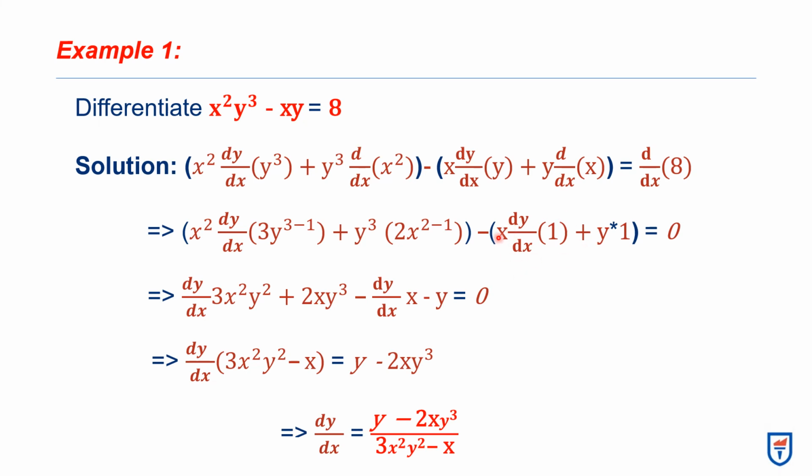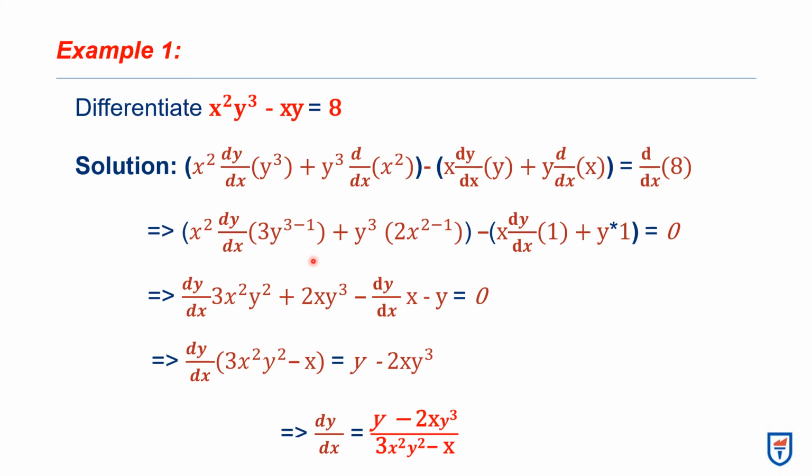Then the third one, we have x times 1 dy dx, which is minus dy dx. Then minus 1 times y gives us minus y. Y times 1 times this negative is going to be minus y, equals to 0. So now we take all those that have a dy dx on one side, the ones that have dy dx, which is this expression and this expression, on one side. So we end up having dy dx, and factor out dy dx. So we're going to have 3x squared y squared minus x, the one with the dy dx.